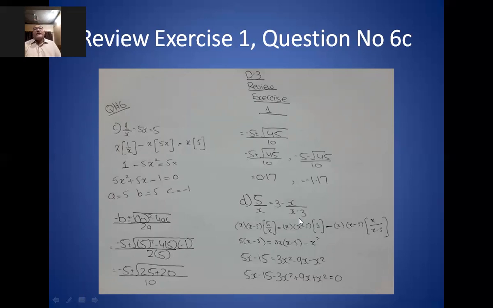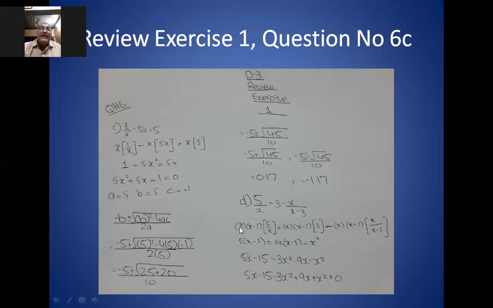So if you look at here, we have 2 denominators. One denominator is x, the other denominator is x minus 3. So they both will make the LCM. So the LCM of these 2 denominators will be x into x minus 3. So the technique is that we will multiply all the terms in this equation with that LCM.